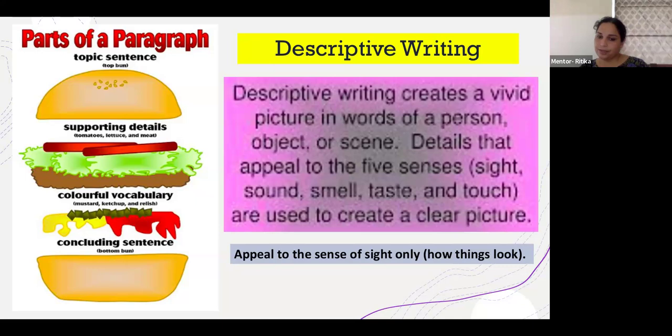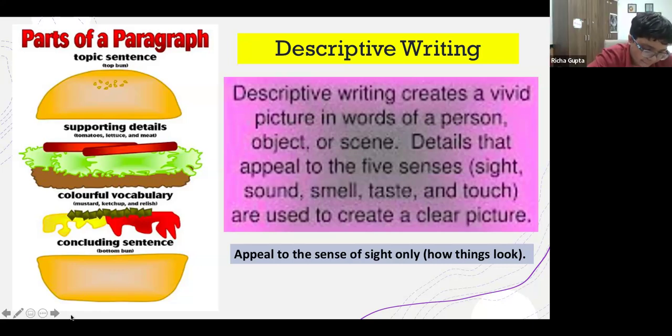And then smell. Smell could be fragrance, aroma, scent. I'll give you a lot of words. I have everything ready with me, so don't worry about that.